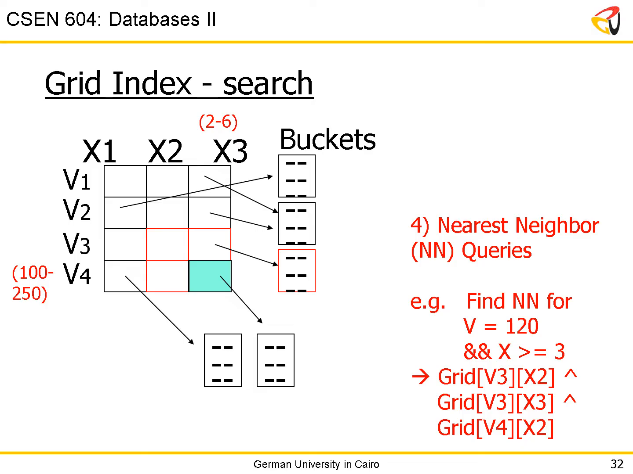But let's focus first on this notion of how you can actually get the nearest neighbor. Now, the query, if you think spatially, is going to be some kind of spatial query that tells me who are closer to me, given that my coordinates are v equal to 120 and x greater than or equal to 3. So you look up first that location. 120 is between 100 and 250, so it's the last row. X greater than or equal to 3 is going to be the last column, because the last column is for values between 2 and 6. So the intersection of the last row and the last column is the cell highlighted in cyan here.